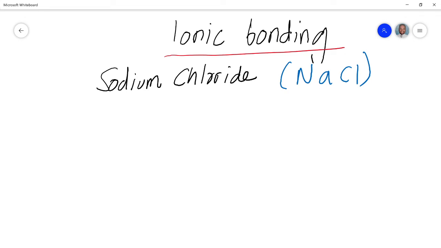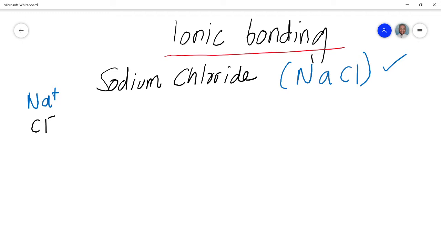If you look at sodium, what is the charge of sodium? Now I'm going to show you why, through ionic bonding, the formula is sodium chloride. We know very well sodium is Na plus, and chlorine is Cl minus.